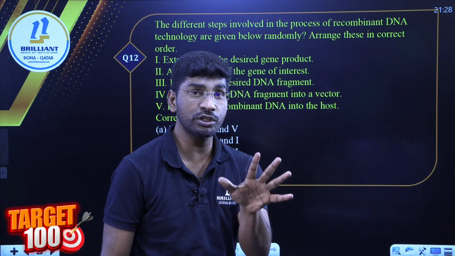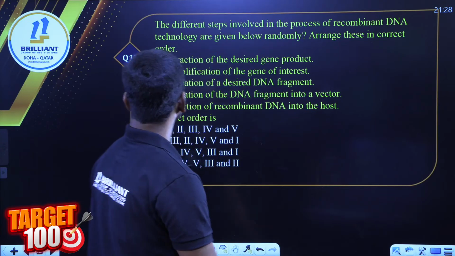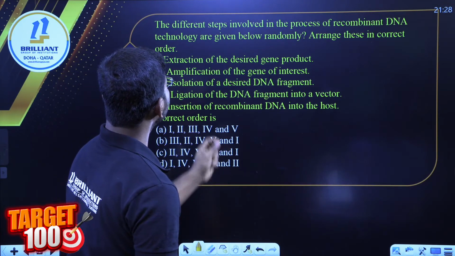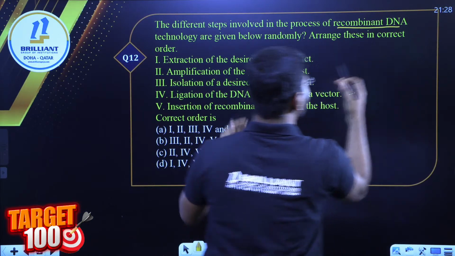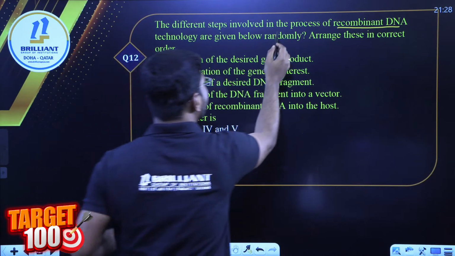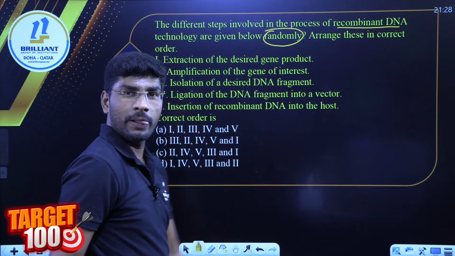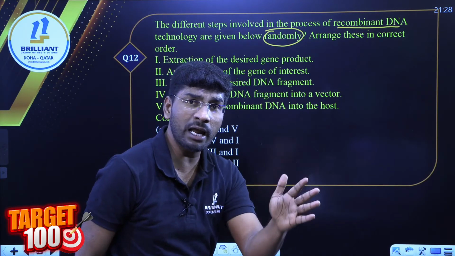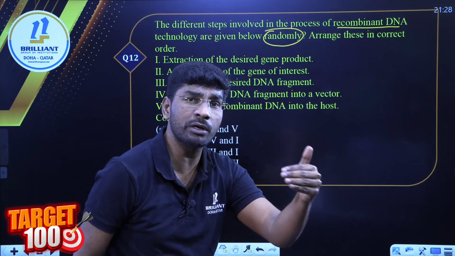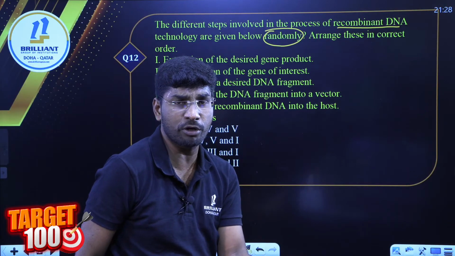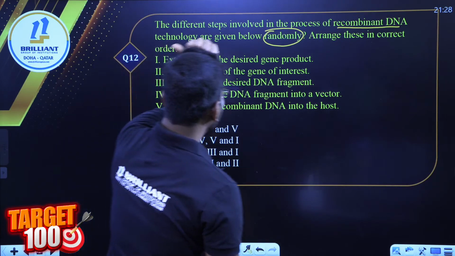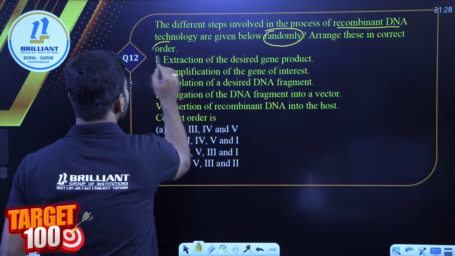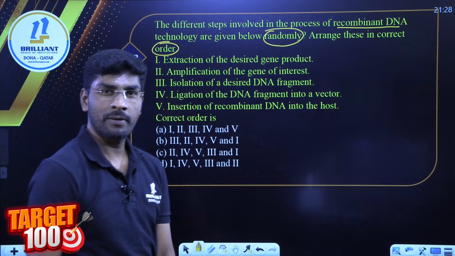Carefully read this question and find out the answer. The different steps involved in the process of recombinant DNA technology are given, and they are randomly given as 1, 2, 3, 4, not in sequence. Now arrange them in the correct order, that is what they are asking.